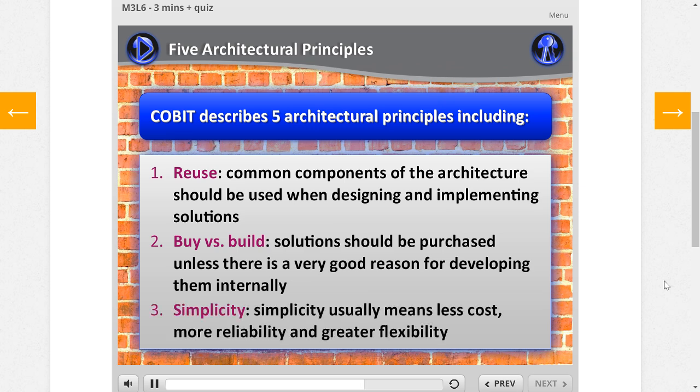Simplicity. The enterprise architecture should be designed and maintained to be as simple as possible. Simplicity usually means less cost, more reliability, and greater flexibility. An example of simplicity includes limiting the number of suppliers.